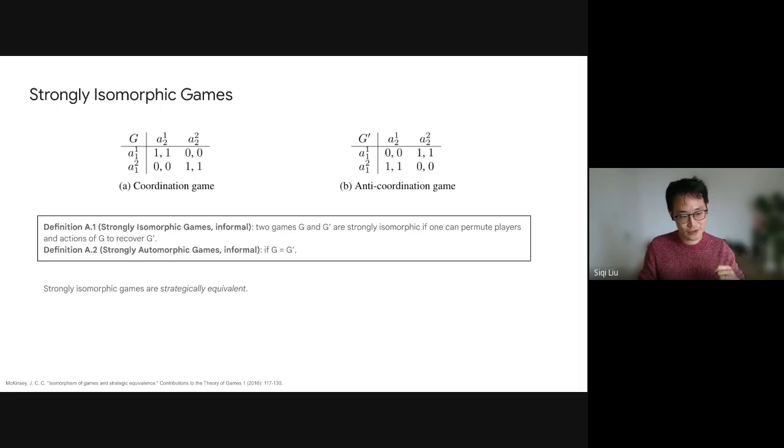Now, we can make a stronger statement, which is if G and G prime coincide, we will say that the game is automorphic under a certain permutation. So here, for example, for the coordination game, if you permute both the row and the column, you'll recover the same game. So the coordination game is automorphic under that permutation. And strongly isomorphic games are strategically equivalent.